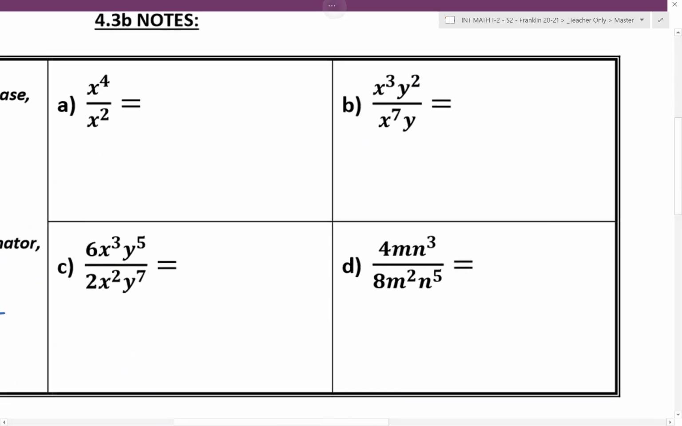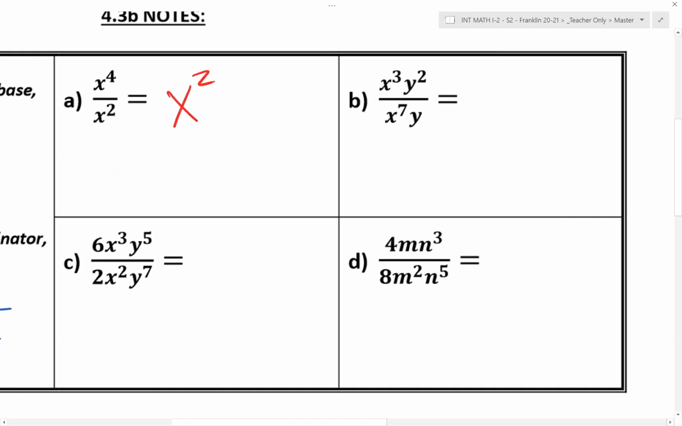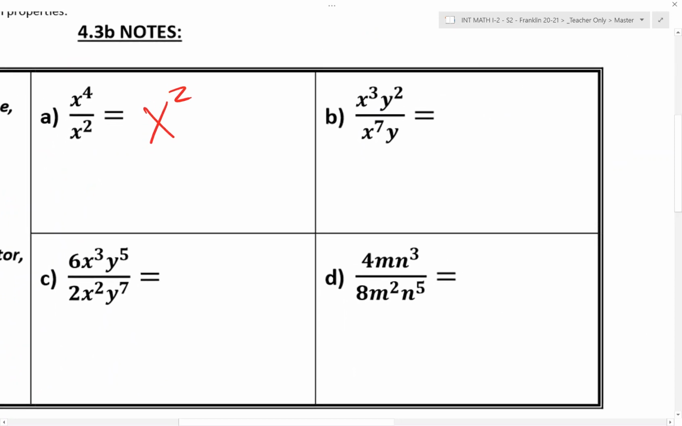So let's try some examples here. Example A: x to the 4th over x squared. 4 minus 2, that's just x squared. For example B, x cubed y squared over x to the 7th y. Well, 7 minus 3 is 4, and because the bigger one's on the bottom, we know we have x to the 4th on the bottom. And then 2 minus 1 is 1, bigger one's on the top, so that y to the first power goes on the top, and that is the answer there, y over x to the 4th.